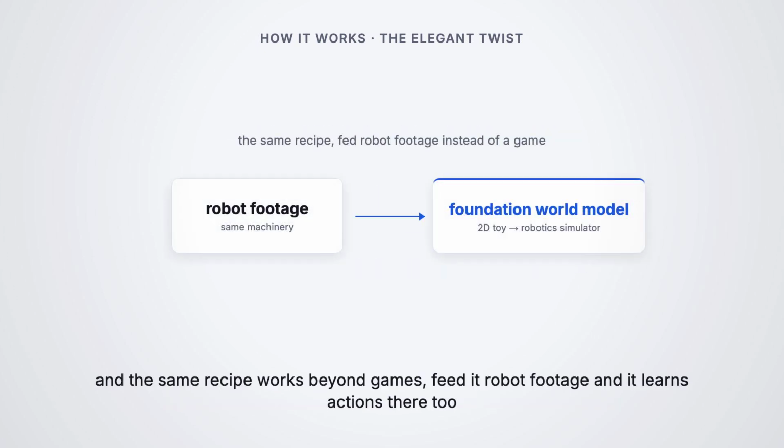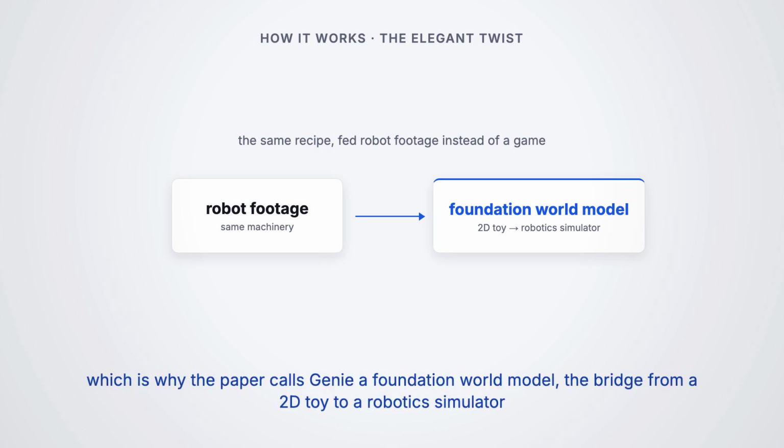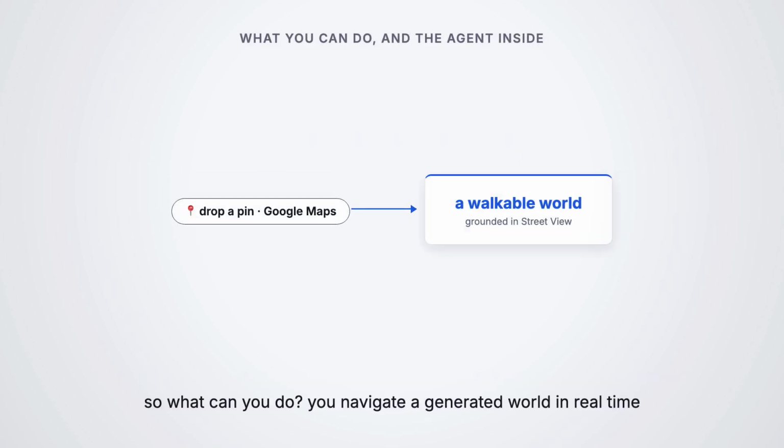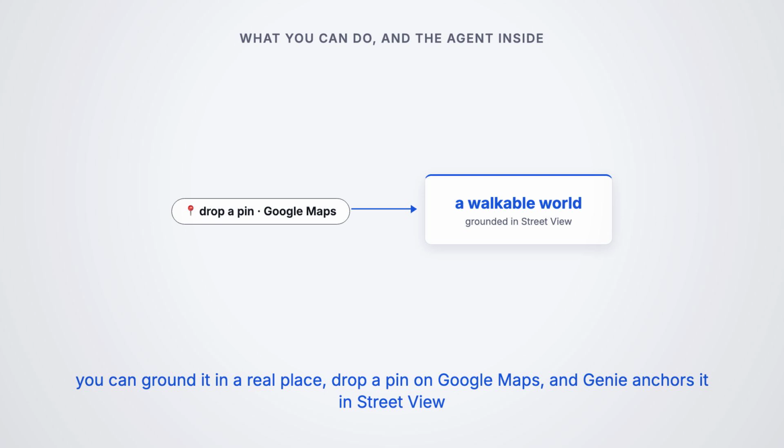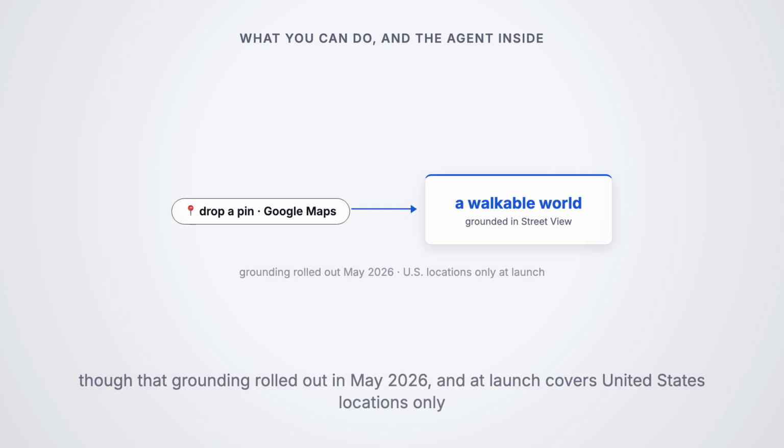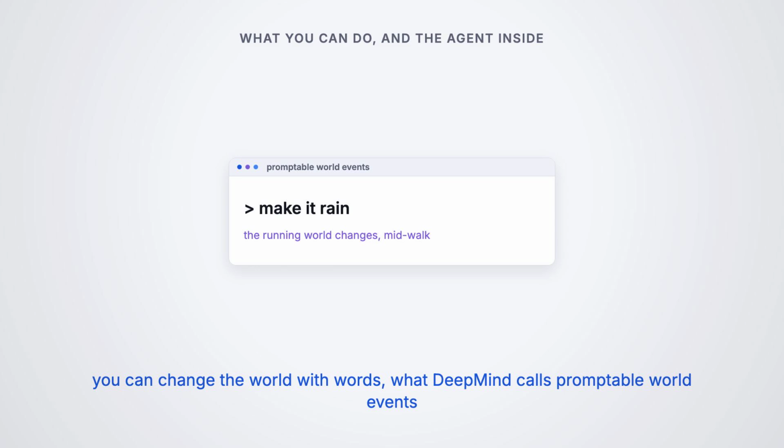And the same recipe works beyond games. Feed it robot footage and it learns actions there too, which is why the paper calls Genie a foundation world model, the bridge from a 2D toy to a robotic simulator. So what can you do with all this? You navigate a generated world in real time. You can ground it in a real place. Drop a pin on Google Maps and Genie anchors the world in Street View, though that grounding rolled out in May 2026 and at launch covers United States locations only. You can change the world with words, what DeepMind calls promptable world events.